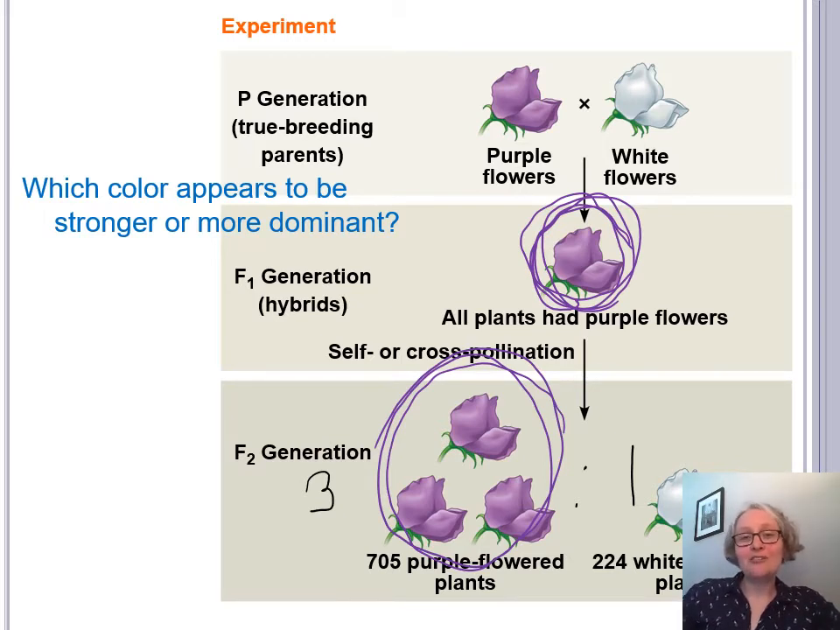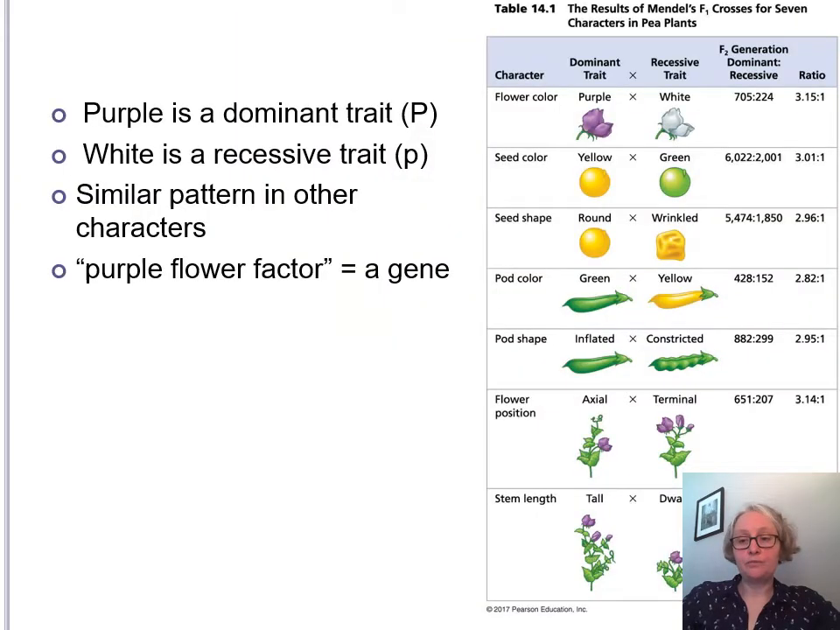He does not understand genetics the same way we do. He does not have the vocabulary of alleles and DNA and genes. So his explanations are sometimes a little bit funny, but we want to take what he learned and apply it to our current understanding of DNA, mitosis, and meiosis. So what he did was he said that purple is a dominant trait. He actually called it a purple flower factor. This is what we would now call a gene. But we're going to just say purple is a dominant trait.